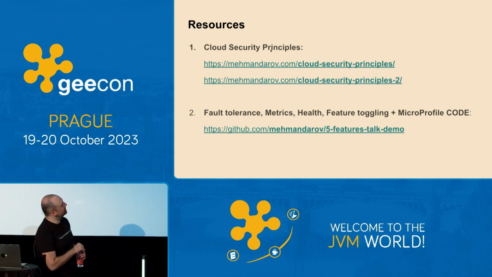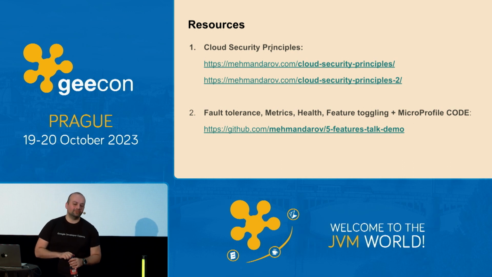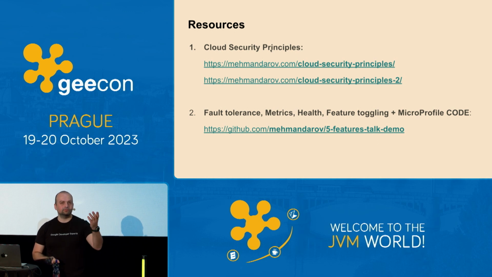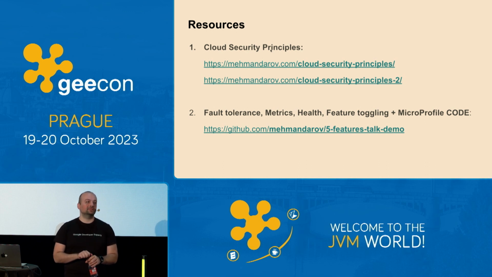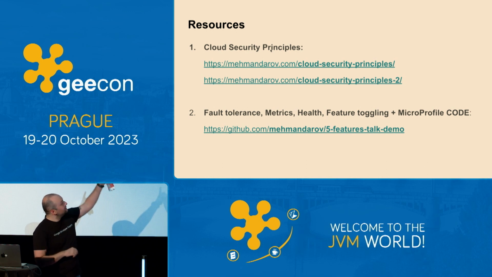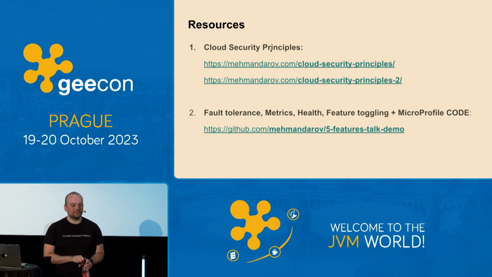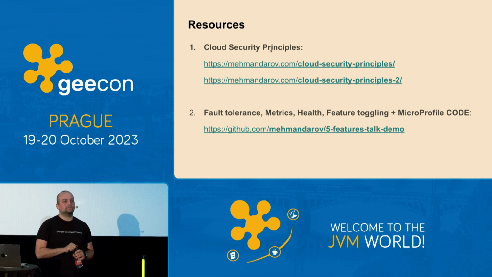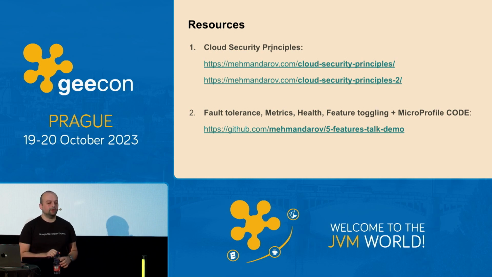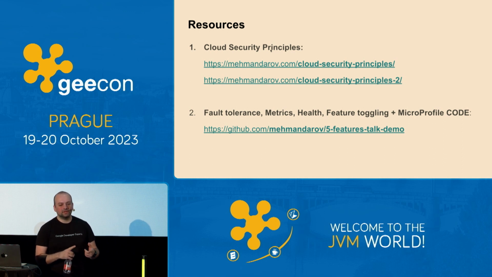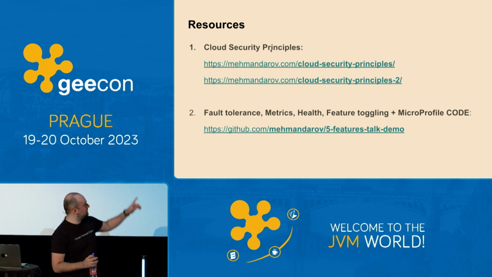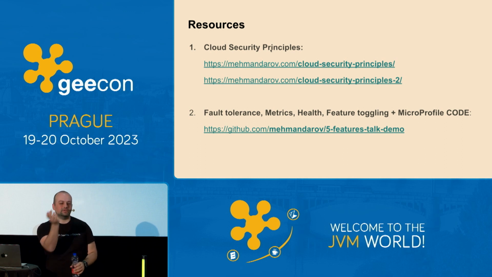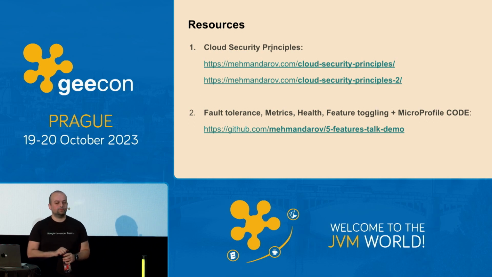Resources, a bit of a shameless plug kind of slide, but I've recently, literally like 2 days ago, written a couple of blog posts about cloud security stuff and things to think about when it comes to cloud security. So you'll find them there. Very creative names, Cloud Security Principles and Cloud Security Principles 2. And I also have a repository for another talk that I usually do about things like fault tolerance, metrics, health, feature toggling, and all this with MicroProfile and actual code, and that is in there. Just find a README and everything is going to be there.